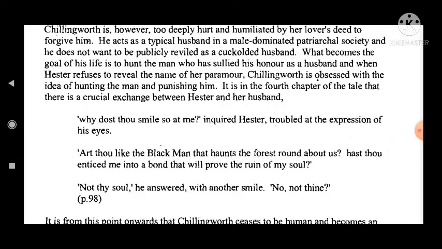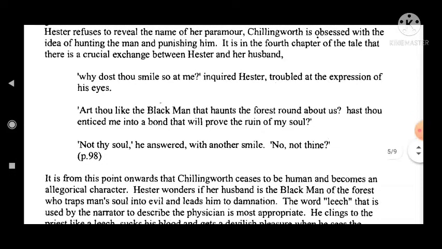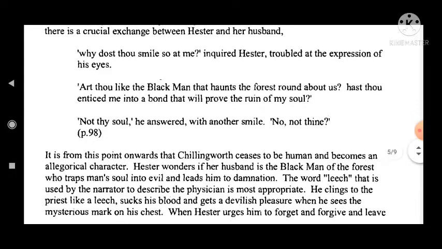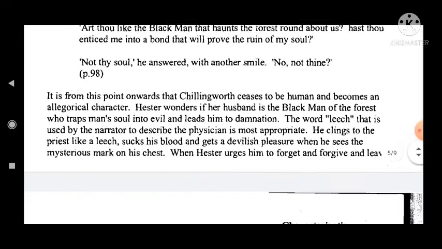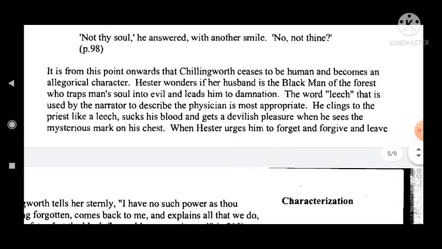It is in the fourth chapter of the tale that there is a crucial exchange between Hester and her husband. "Why dost thou smile so at me?" inquired Hester, troubled at the expression of his eyes. "Art thou like the black man that haunts the forest round about us? Dost thou entice me into a bond that will prove the ruin of my soul?" "Not thy soul," he answered with another smile. "No, not thine." It is from this point onwards that Chillingworth ceases to be human and becomes an allegorical character.